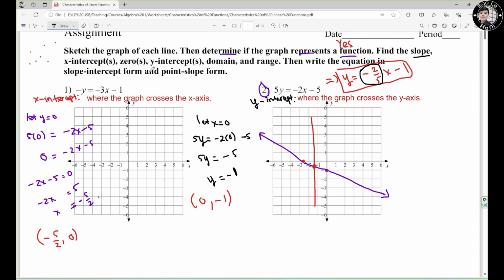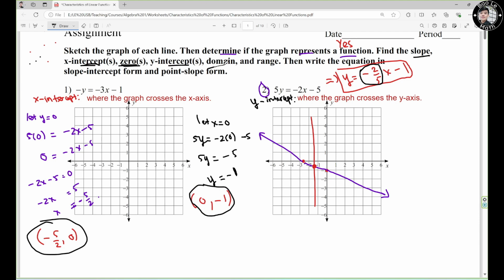Done. Now, x-intercept, we already got it right here. Now, zeros is the same thing. So x-intercept and zeros, they're both the same. Keep that in mind. Now, y-intercept, we got it right here.